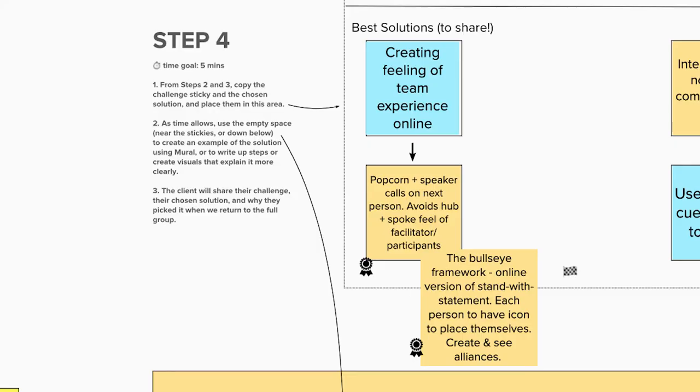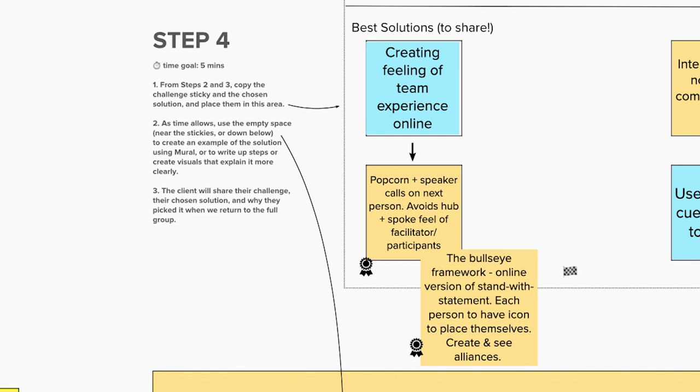And I took two, one because I can implement it tomorrow, well, or on Monday, which was this cool idea of instead of getting a hub and spoke of the teacher or the facilitator and all the participants, have it start popcorn style. But when somebody speaks up, the last thing they do is name the next person to speak. So you start to create some of that bond among participants. But that doesn't use MURAL.